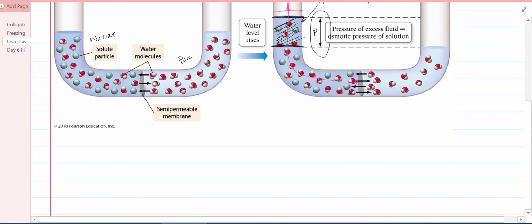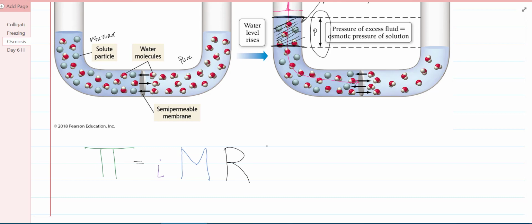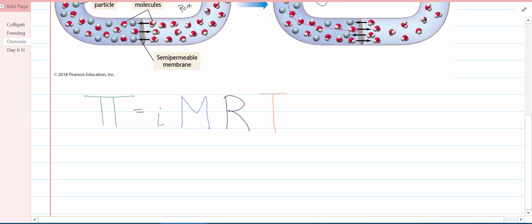Okay, so now pressure. That pressure is capital P. I'll use green, but it's the Greek letter pi, equals i, the van 't Hoff factor, M, the molarity, R, the gas constant, and T, the temperature. All right, so let's look at this. So this is osmotic pressure, in atmospheres. i, of course, is the van 't Hoff factor. Molarity, and temperature.